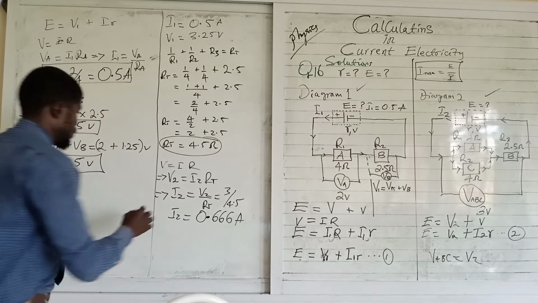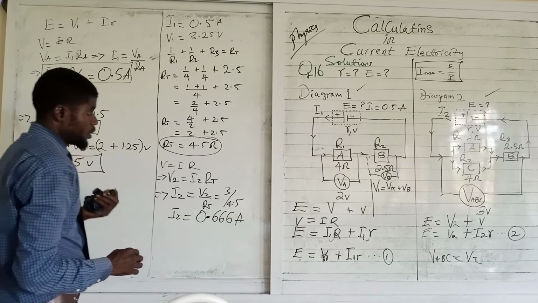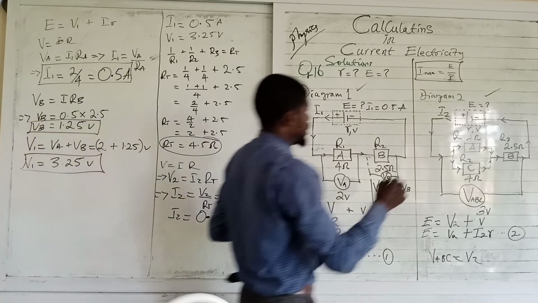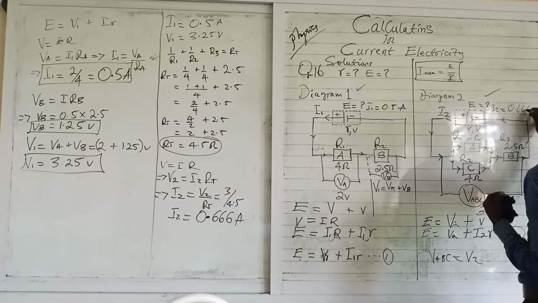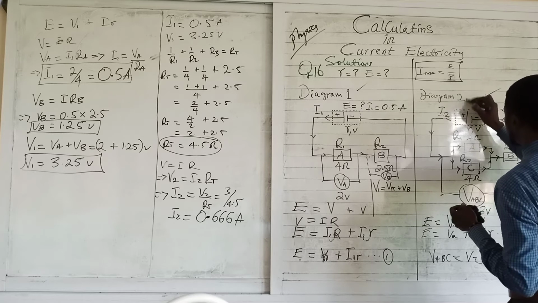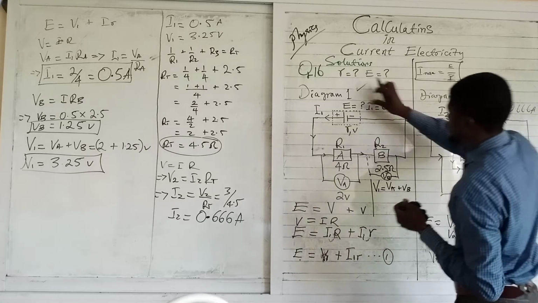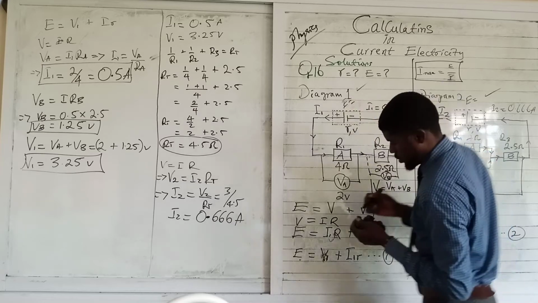0.666 amps. So this is that for that. So in this circuit, we said that our I2 is what? 0.666 amps. Our E is yet to be known.